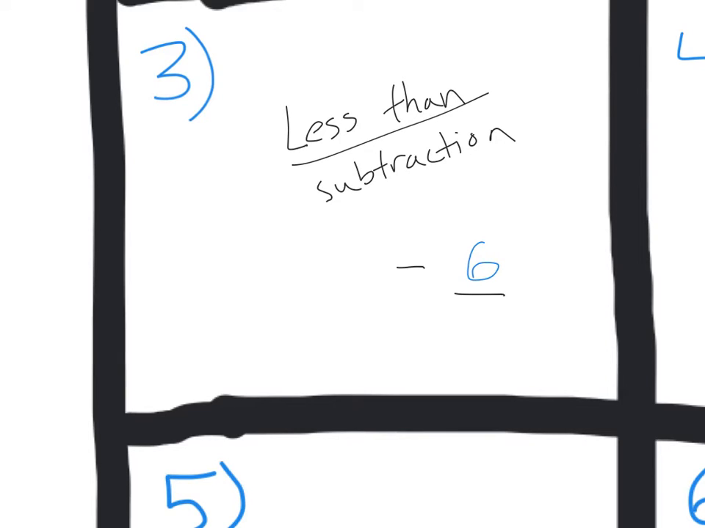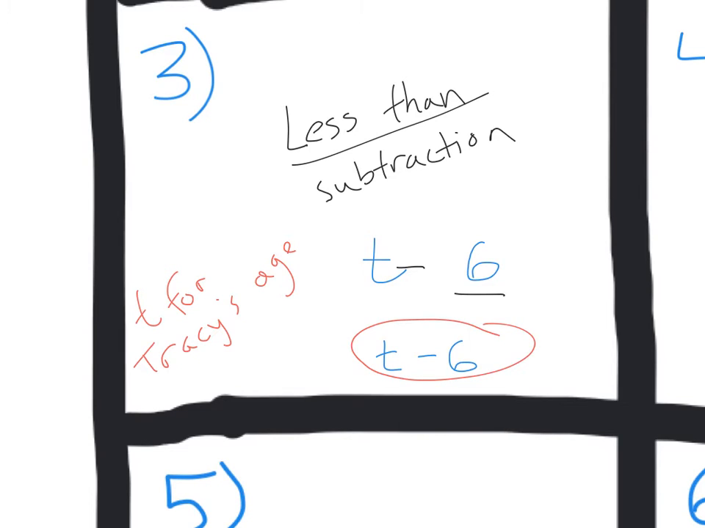And Tracy's age, we don't know it. So let's go ahead and set a variable, and I'll just call it T for Tracy's age. Okay, so fill that in, and you've got T minus 6, or 6 less than Tracy's age. All right, and there's your answer. Going on to number 4.